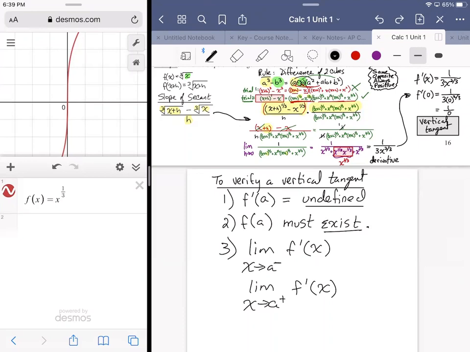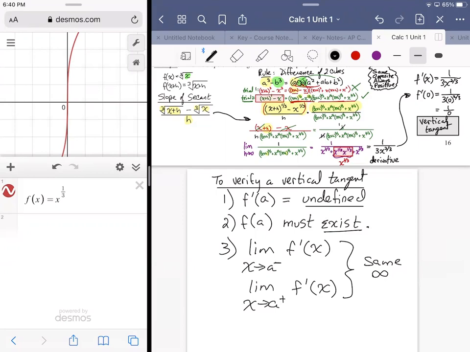Now, what's going to happen is these two results are going to go to the same infinity. They have to go to the same infinity, meaning if one goes to positive infinity, the other also has to go to positive infinity. If one goes to negative infinity, the other also has to go to negative infinity. If that's the case, then you've verified a vertical tangent.